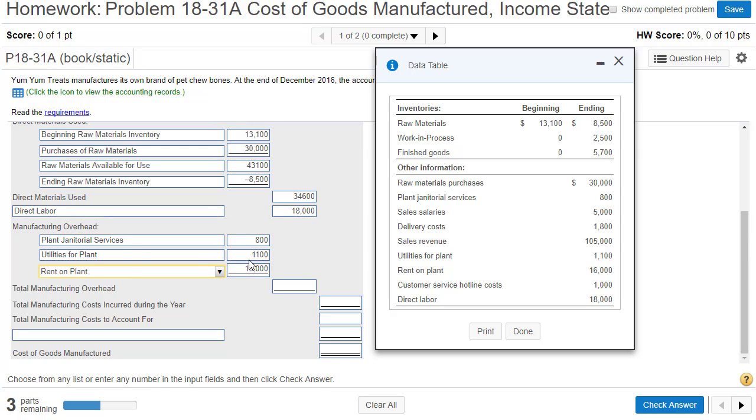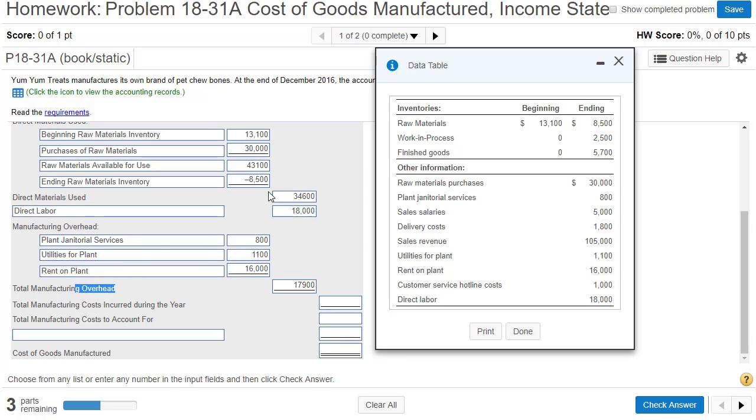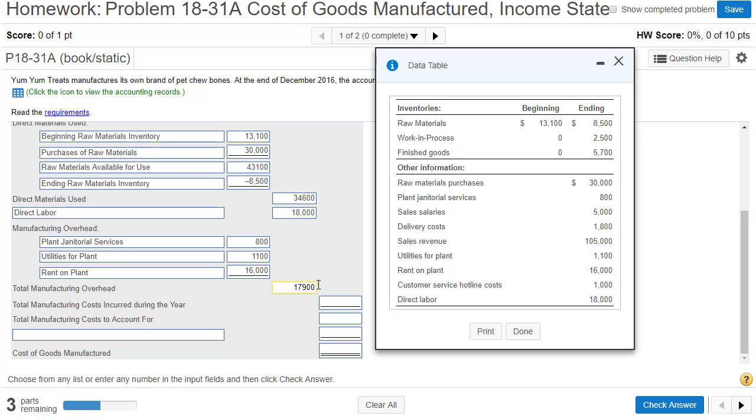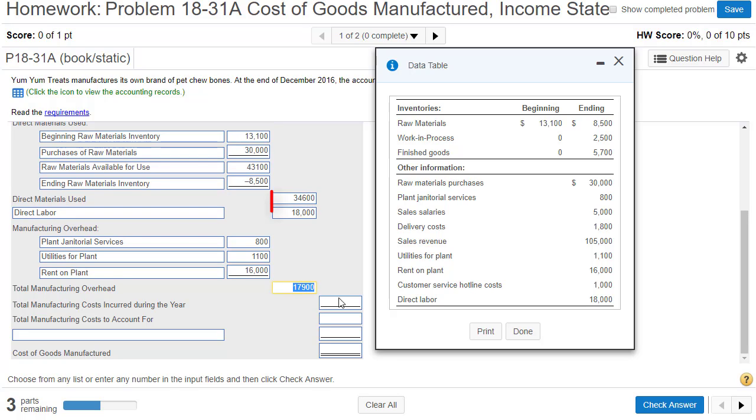So we're going to add these up, 800, 1,100, and 16,000. That gives us $17,900 of total manufacturing overhead. So here's our product costs. We've got direct materials, $34,600, direct materials used. We've got direct labor, $18,000. We've got manufacturing overhead, $17,900. Now, what we're going to do is we're going to add up these three, and that gives us a total manufacturing cost incurred during the year. So $34,600 plus $18,000 plus $17,900 gives us $70,500.